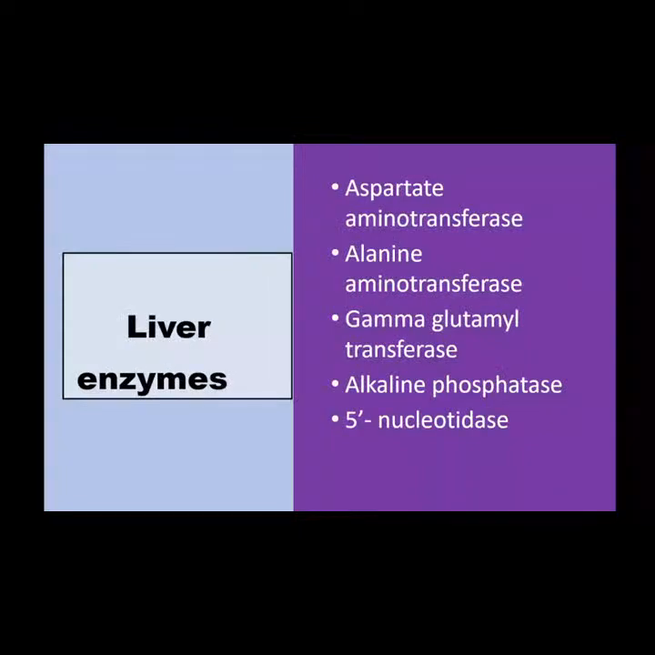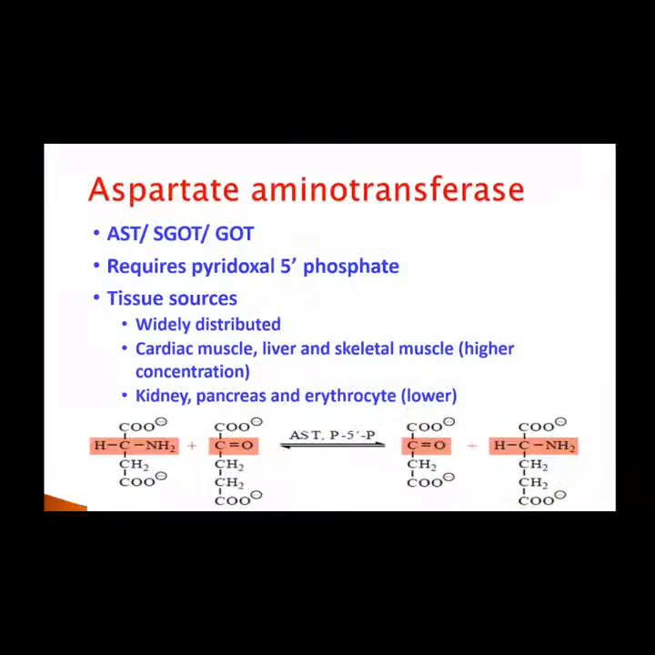Coming to the liver enzymes: in the human being, you know that the liver is the main organ for many metabolic pathways, involved in many metabolic reactions, both anabolism and catabolism, right? So when the liver is damaged, the levels of enzymes like aspartate aminotransferase, alanine aminotransferase, gamma glutamyl transferase, alkaline phosphatase, and 5-nucleotidase will be increased. When these enzymes are increased, it indicates liver damage.